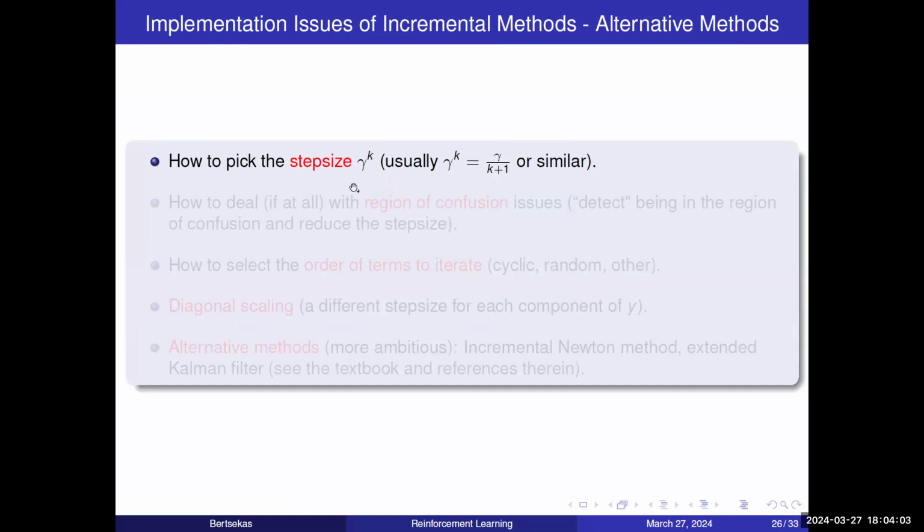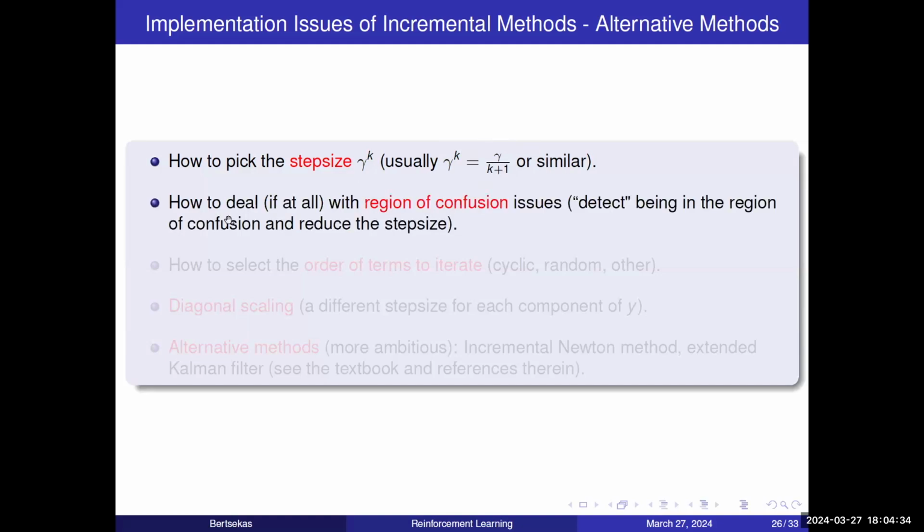One is how to select the step size, gamma k. As we alluded to a moment ago, when it is close to the region of confusion, one might like to have a diminishing step size to ensure convergence. So the typical choice would look like this, where gamma is some scalar, and with the increase of the iteration, the step size diminishes.